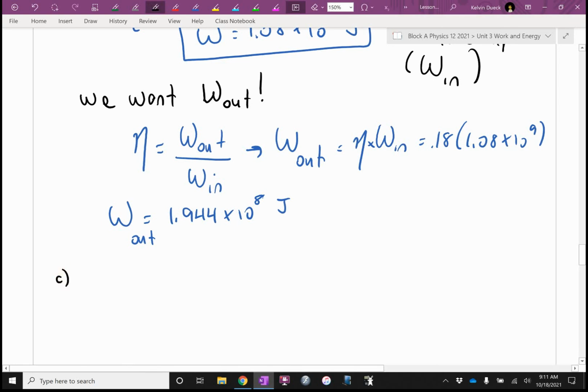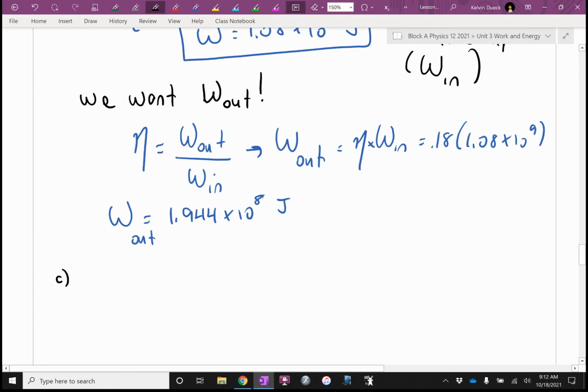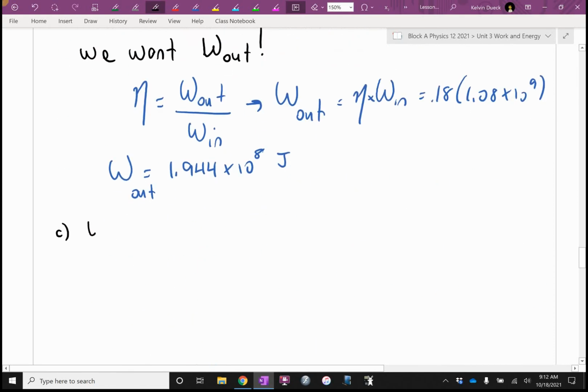Adam, what does C want me to find? Sorry? Yeah, question? How am I going to figure out how much energy is wasted? I could either go total energy minus this number, or I could find 72% of this number, because that's going to be how much is wasted, since 18% went into useful energy. So I'm going to do it subtracting. So what did I call this?